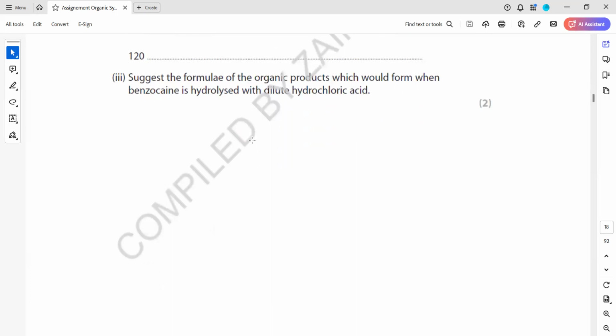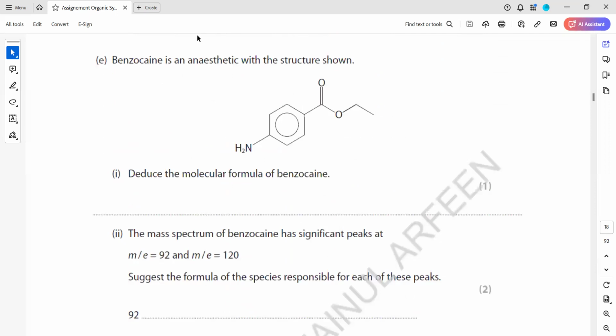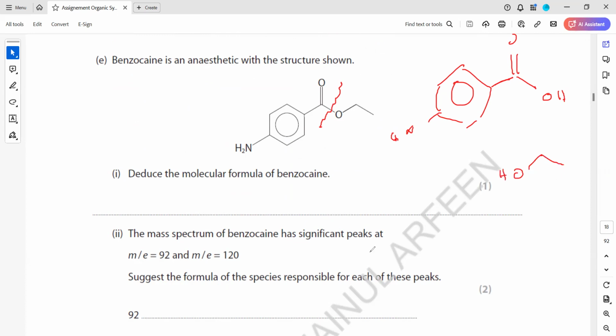Suggest the formula of organic product which would form when the benzocaine is hydrolyzed. When we hydrolyze, we know hydrolysis of the ester will produce acid. So this will break from here, and one of them will have OH. This is one product, and the other one will form an alcohol. So alcohol and carboxylic acid.